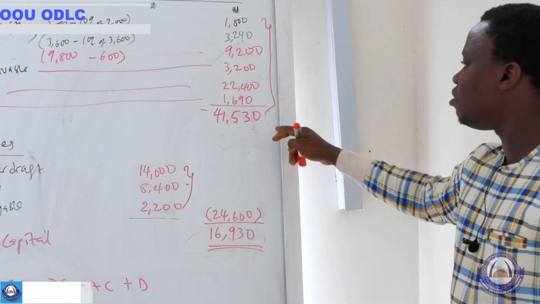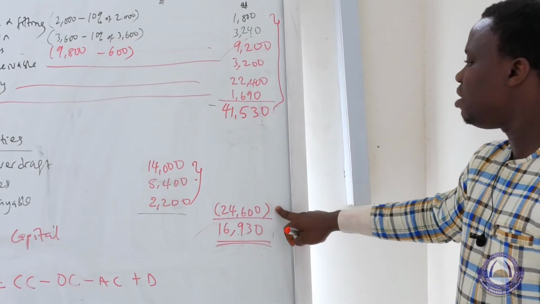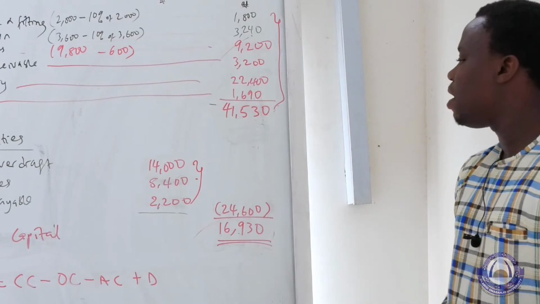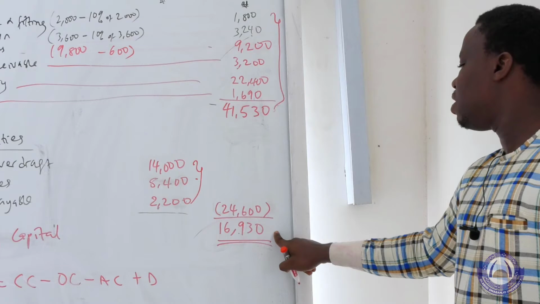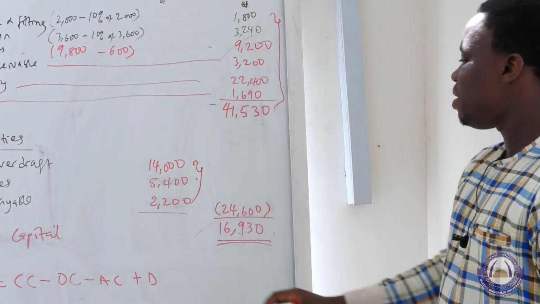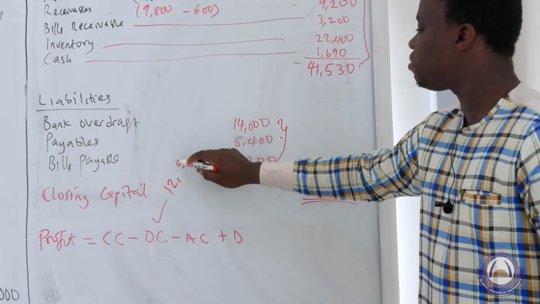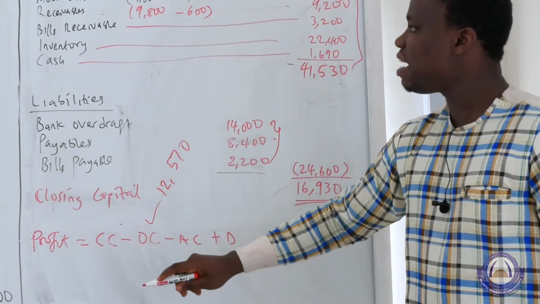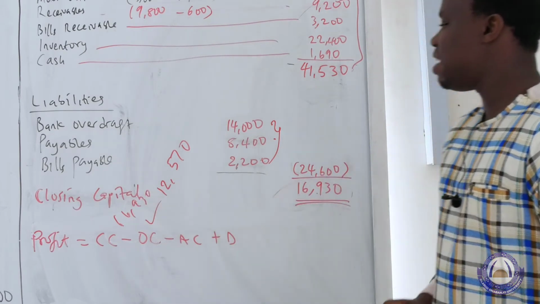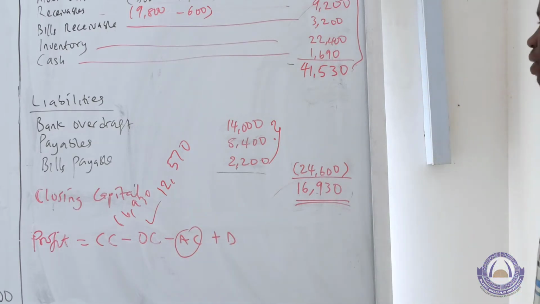asset minus liability. So the total asset at the end of the year is 41,530. If you deduct the total liabilities of 24,600 naira, then the closing capital is 16,930 naira. From this, we have been able to ascertain our opening capital, which is 12,570. We have been able to ascertain the closing capital, which is 16,930. Then the next thing for us is to check if there is an additional capital.